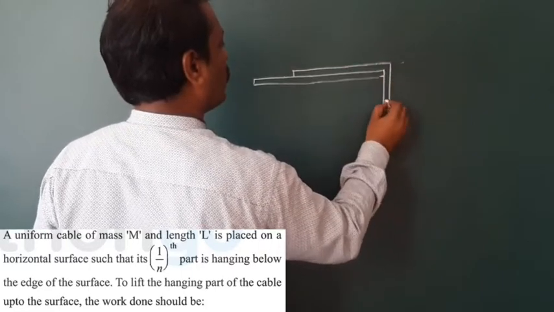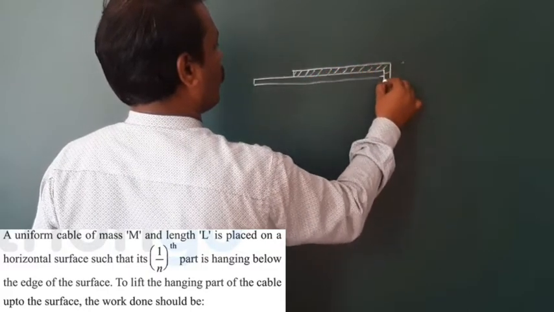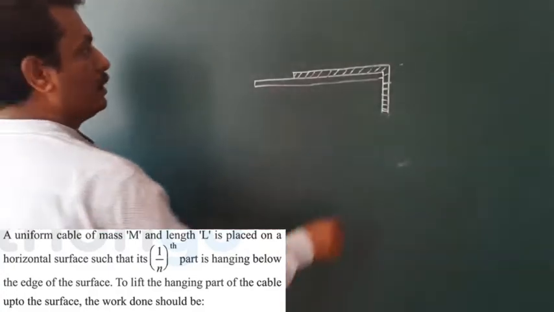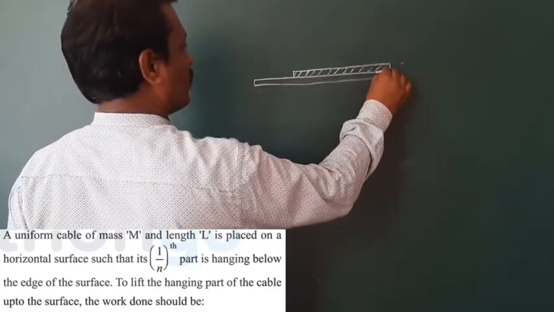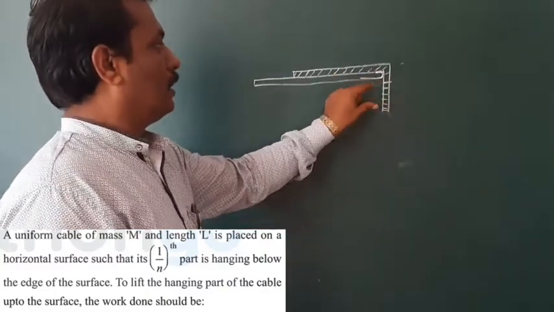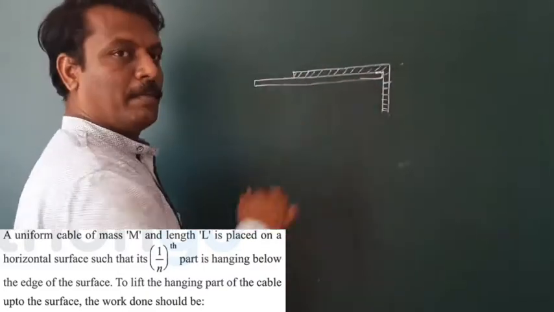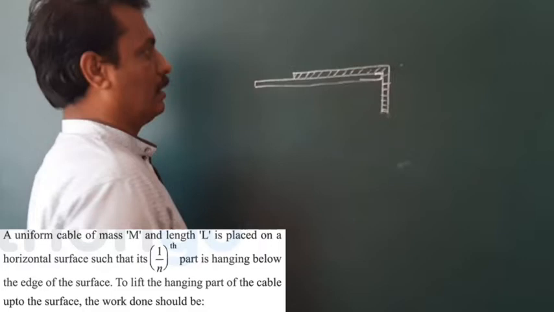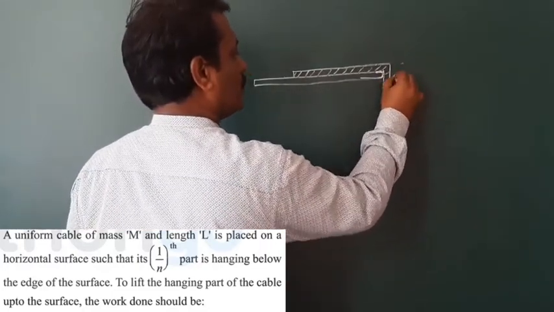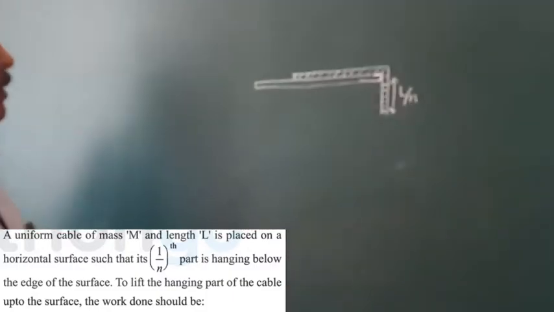Here on this surface, a wire of length L is placed such that 1 by nth part of this cable is below the surface. So suppose this is the surface, and this is the cable. The length of the cable below the surface is 1 by nth of the length. So here total length is L, and below this surface it will be L by n.